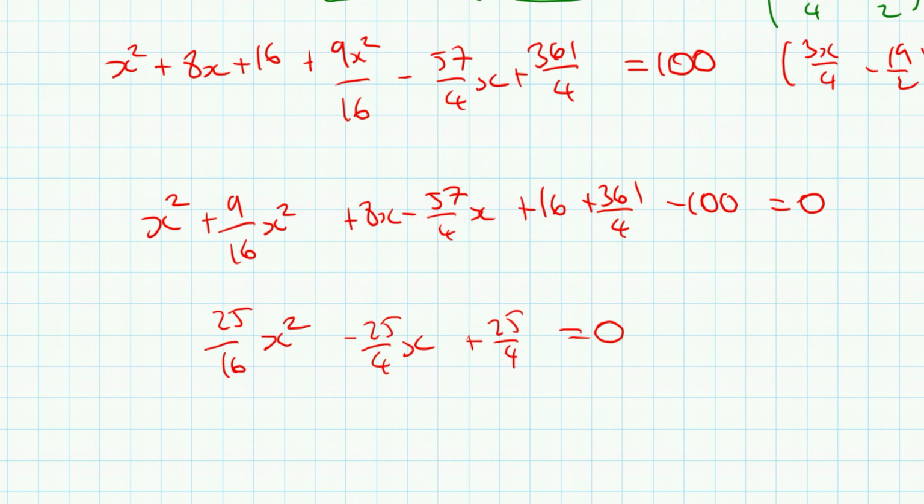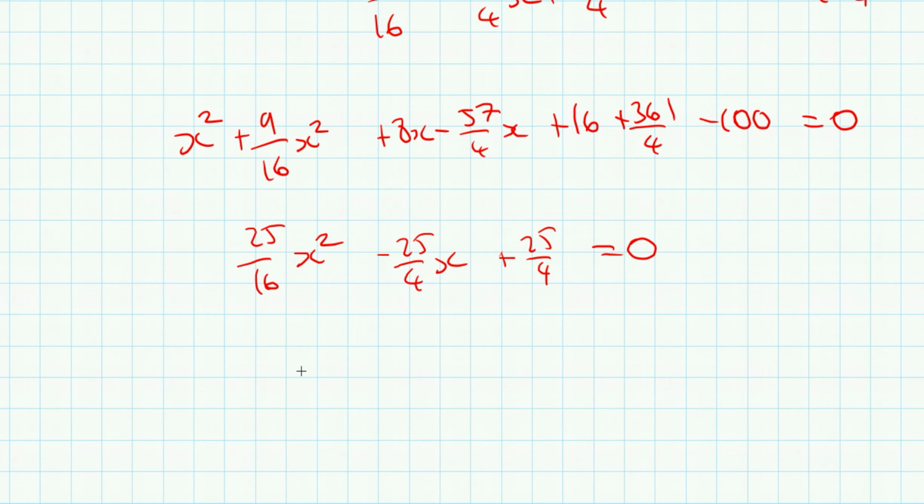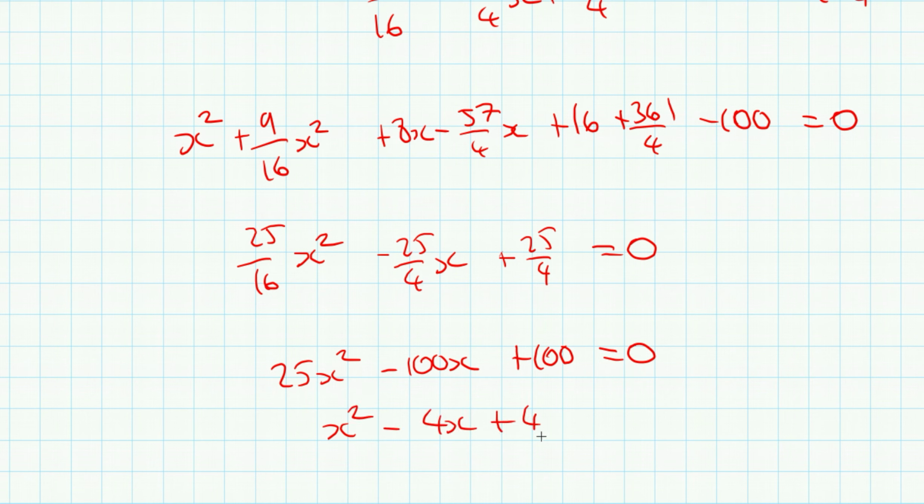From here, we can times everything through by 16. And if we times everything by 16, you get 25x squared. And then 25 over 4 times 16 is equal to 100, so minus 100x plus 100 is equal to 0. Then we can divide everything by 25, so we get x squared minus 4x plus 4 is equal to 0.